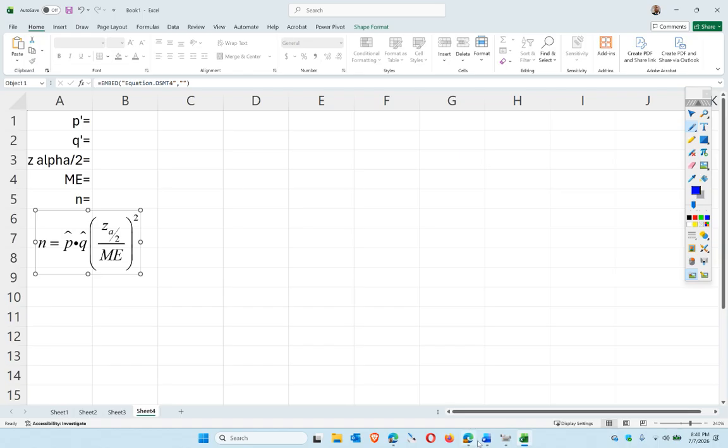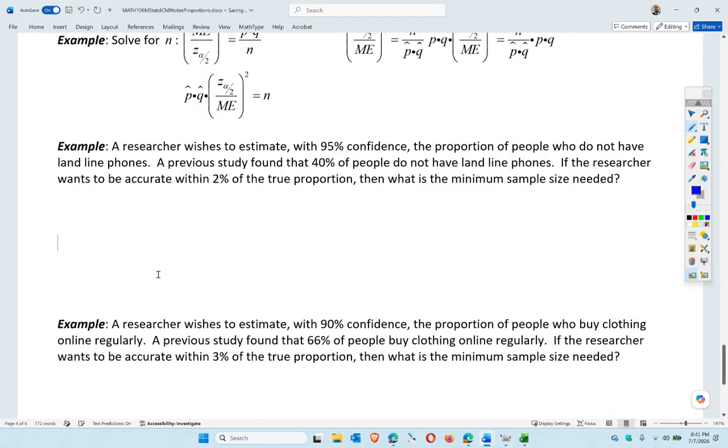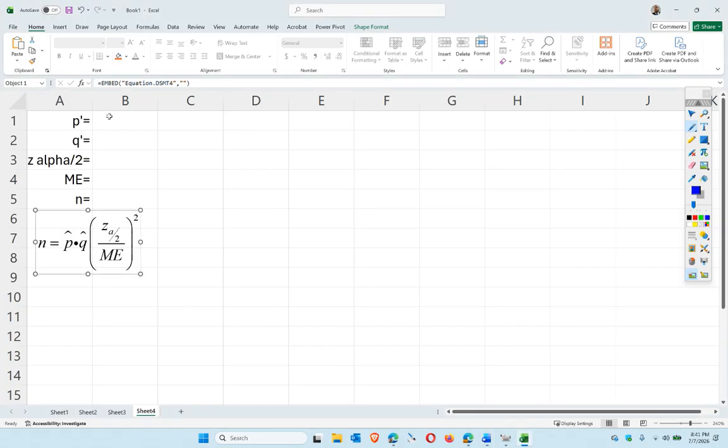Okay, let's read the question. A researcher wishes to estimate with 95% confidence the proportion of people who do not have landline phones. A previous study found that 40% of people do not have landline phones. If the researcher wants to be accurate within 2% of the true proportion, what is the minimum sample size needed? All right, so the P here is 40%, because 40% don't have a landline, which means 60% do have a landline, right? It has to add up to 1. Because we're calculating non-landlines, that's 40, right?